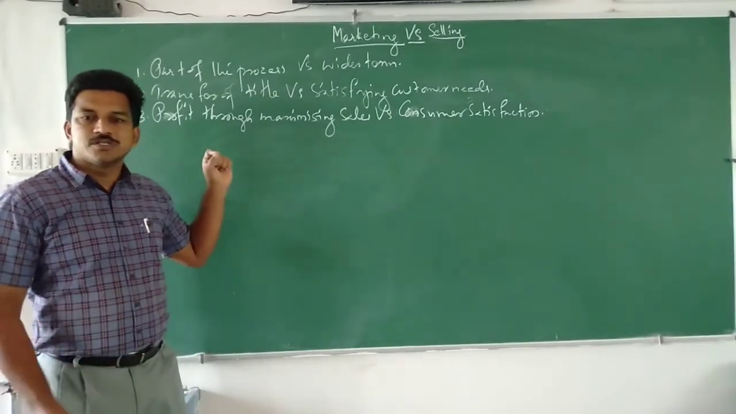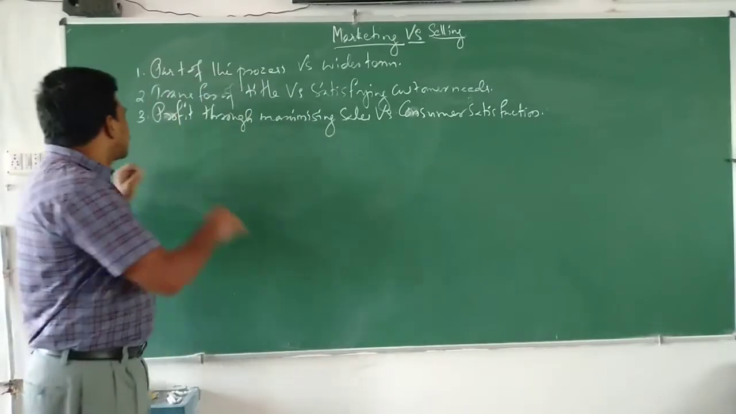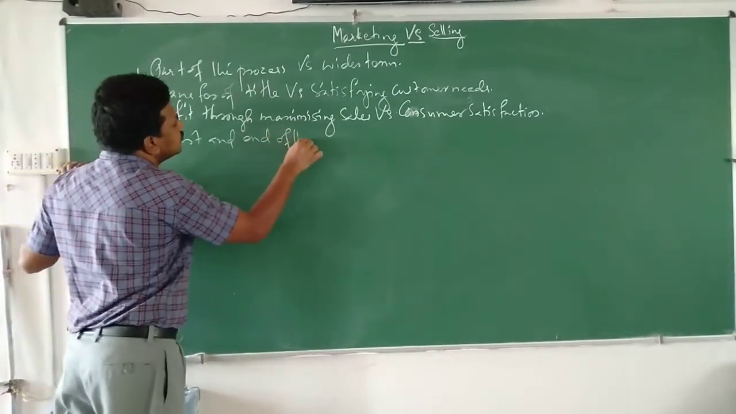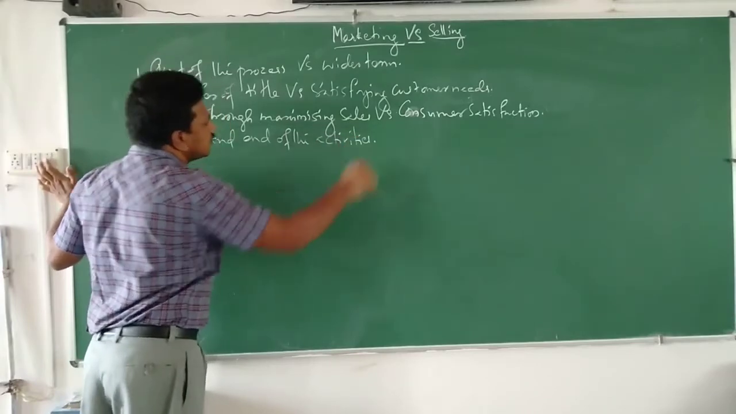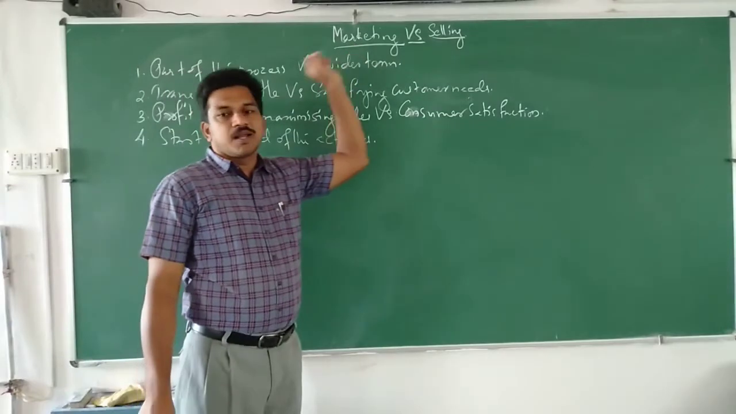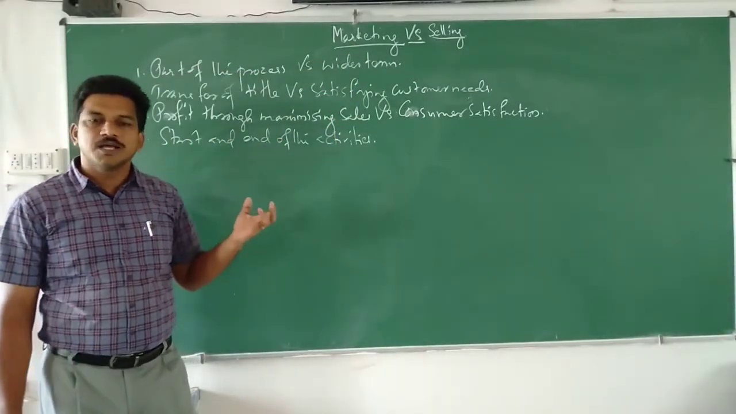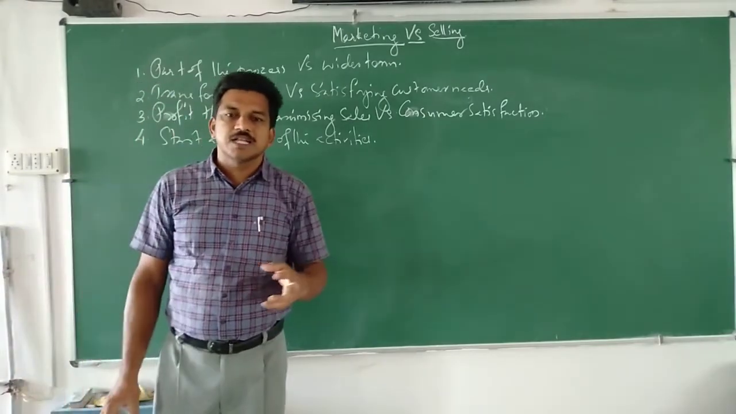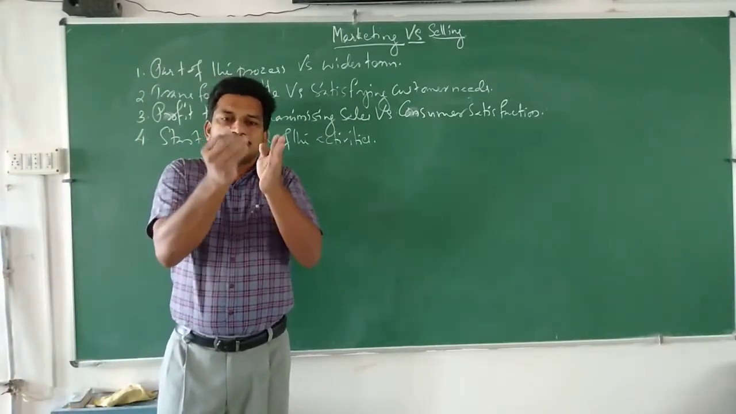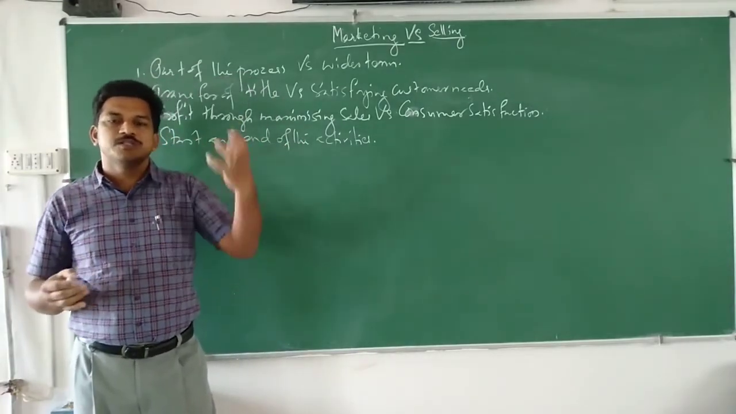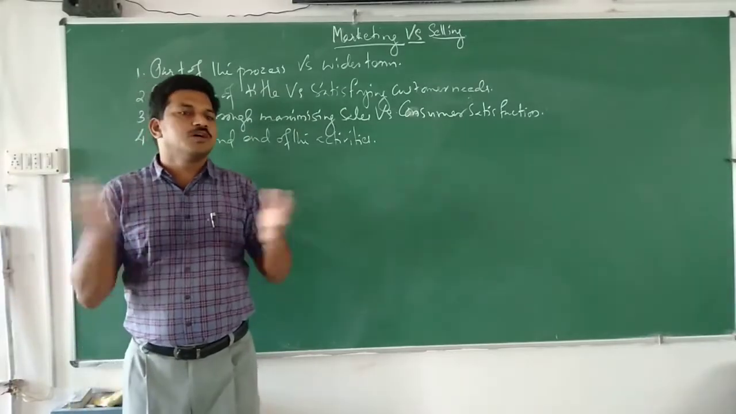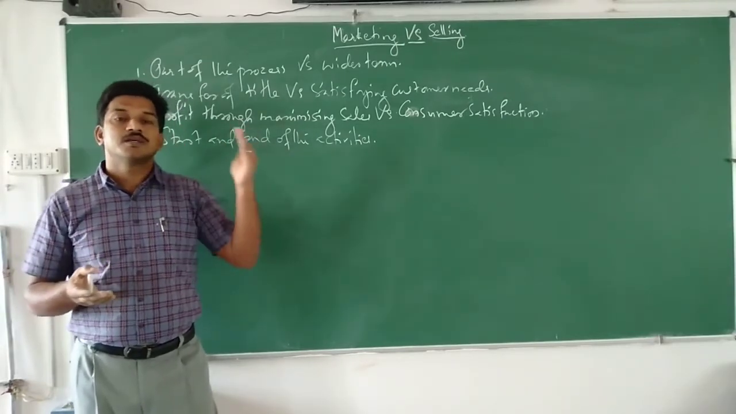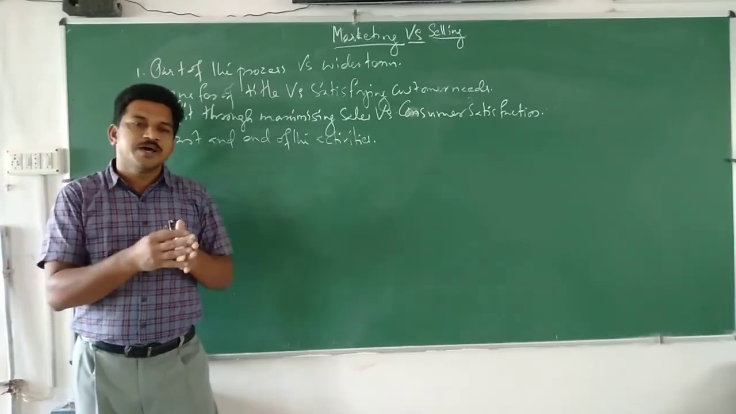Okay, then next we can tell about the start and end of the activities. Where marketing starts, we have told that marketing starts before starting the production. Or to be specific, marketing starts before designing the product, or from designing the product. When we think about the design or size or shape or look of the product, from there itself marketing starts. That means before production, marketing starts, and it continues during production and after production also.